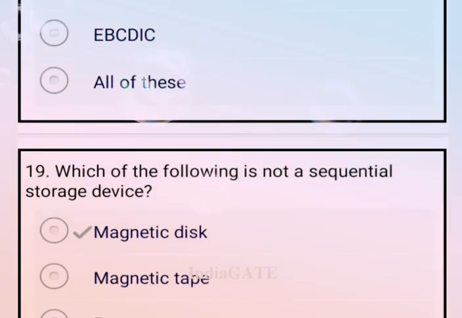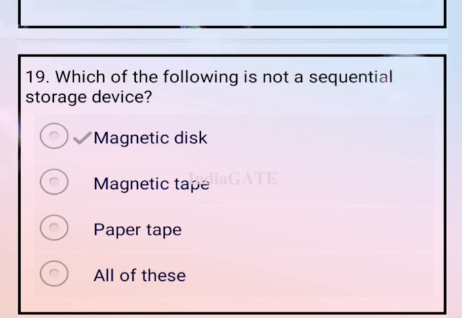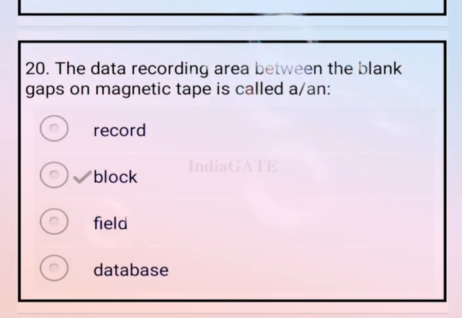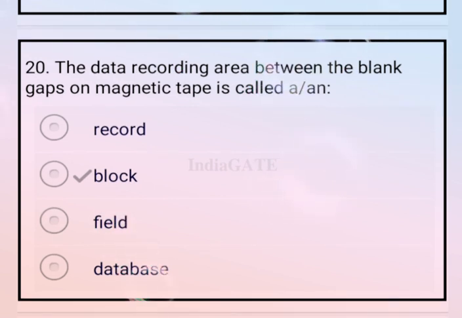Next question. Which of the following is not a sequential storage device? So the correct answer is option A, that is magnetic disk. Next question. The data recording area between the blank gaps on a magnetic tape is called. So the correct answer is option B, block.